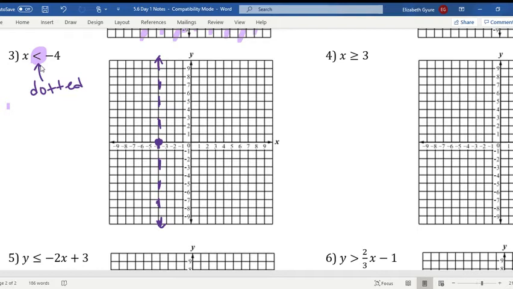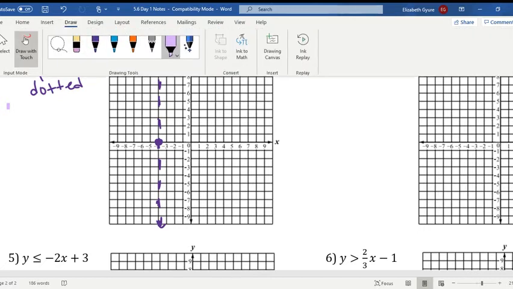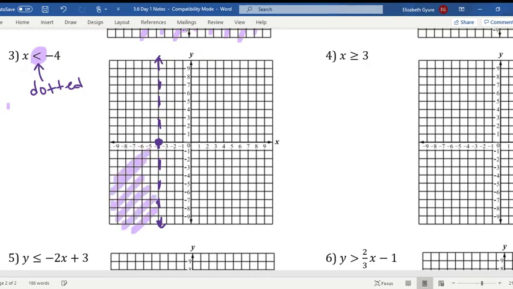Smaller numbers. So if we're dealing with smaller numbers, do you think we should shade on the left or on the right? On the left, because that's where our numbers are going down. This one's a little trickier because it's not above or below, but again, think less or more. We would shade on the left here because we want smaller numbers. If it was greater than, we want bigger numbers, we would shade on the right.